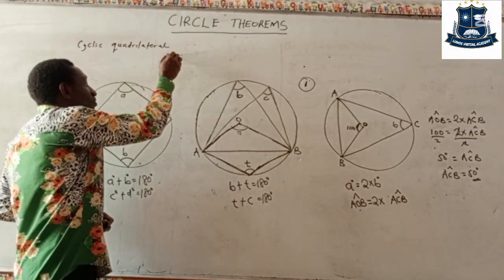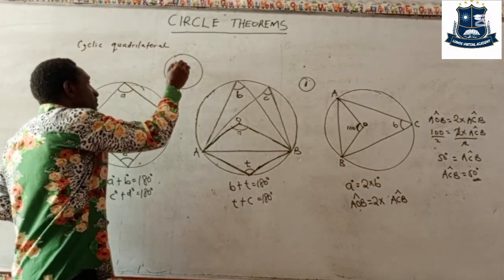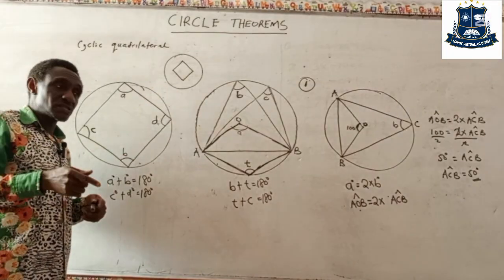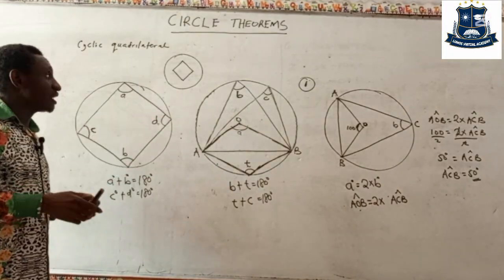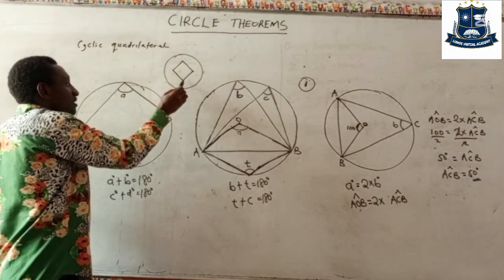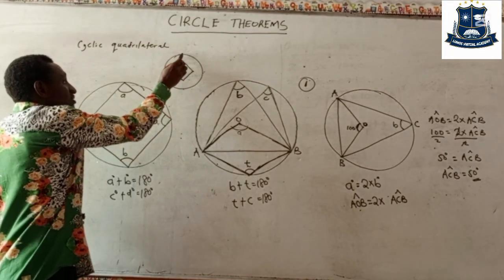So if I have a circle like this, and I have a quadrilateral inside the circle, even though this is a quadrilateral inside the circle, this law does not apply because this quadrilateral is not touching the circumference. This end is not touching the circumference, and neither are the others.